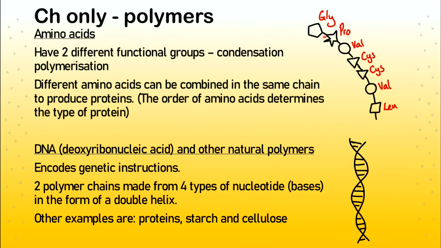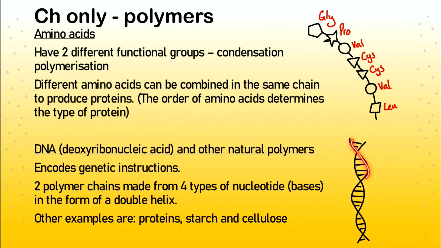That protein will fold up in a particular way to make a particular structure. The other molecule is DNA, which is deoxyribonucleic acid. If you say that quickly, you get some points from me. And the other natural polymers that we kind of briefly mention are proteins, which are these ones, and starch and cellulose. But DNA is the molecule that's found in the majority of your cells in your body, and it encodes genetic instructions. So it actually codes for organizing amino acids into chains to make proteins.